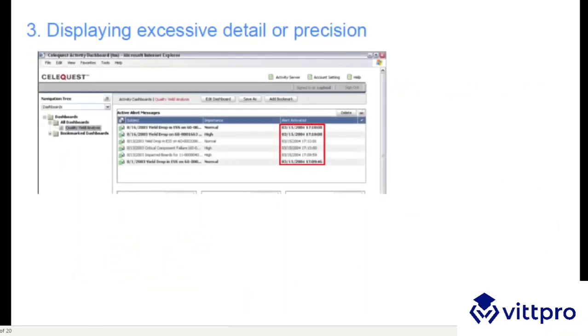Then the other mistake is, as I said, excessive details or precision. You are giving too many details here in the chart. You are giving the time also, and somewhere you are using decimals in the charts, which is not actually required in dashboards. So you should avoid them.